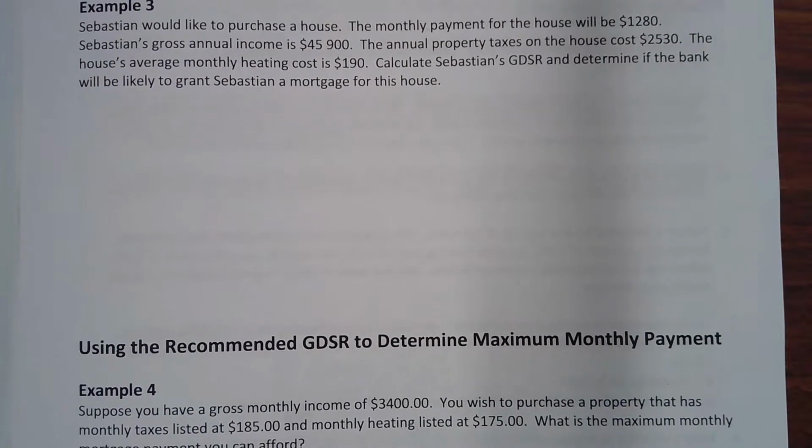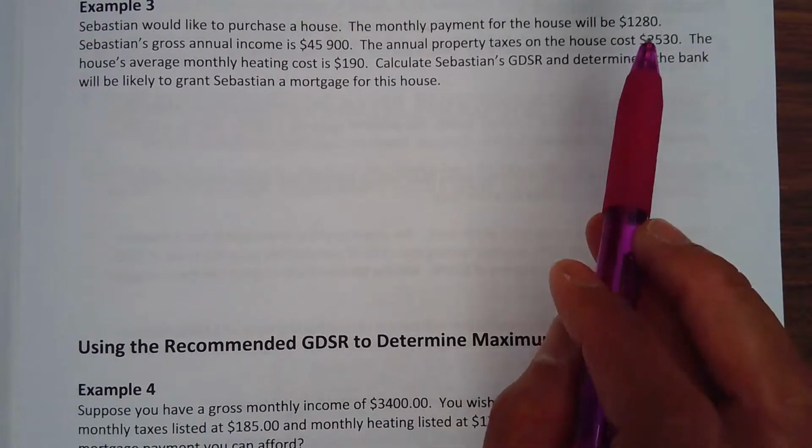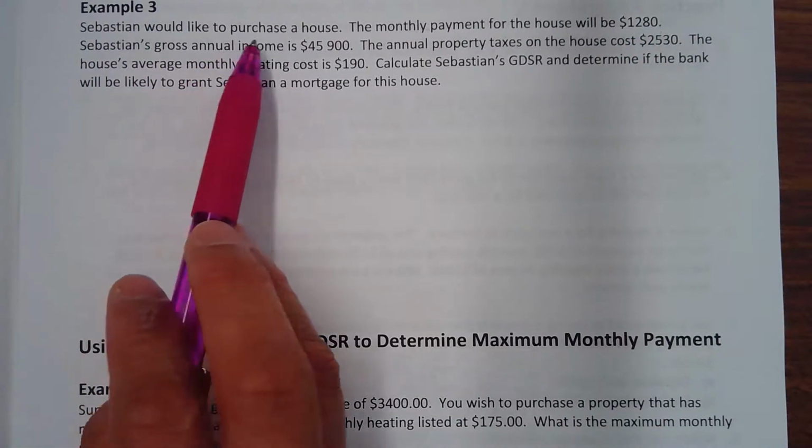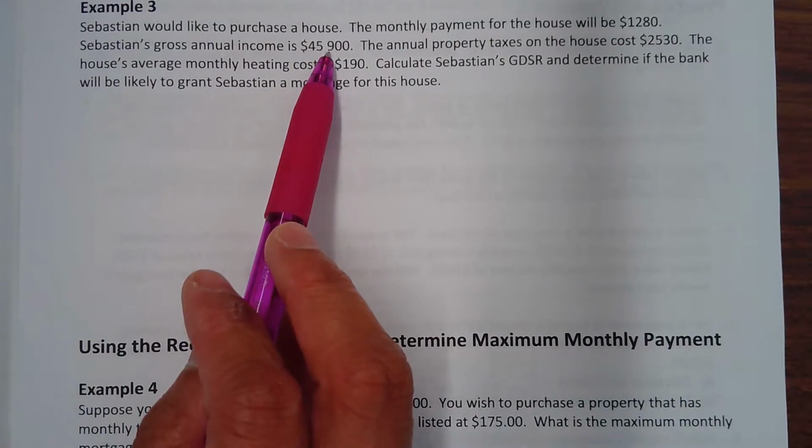Sebastian would like to purchase a house. So, would like to purchase. He hasn't purchased it yet. The bank thinks that the mortgage payment would be $1,280. Sebastian's gross annual income is $45,900.